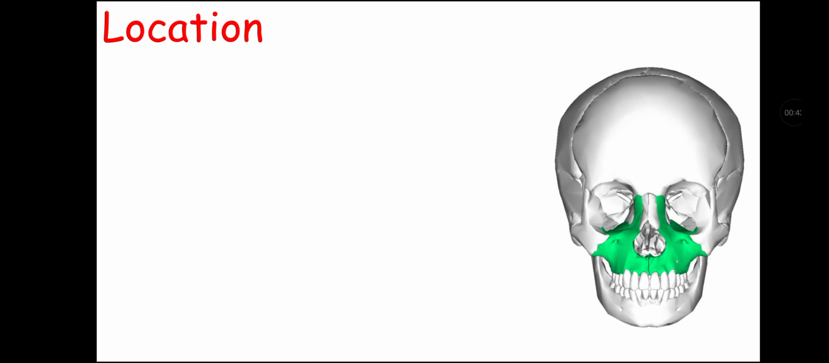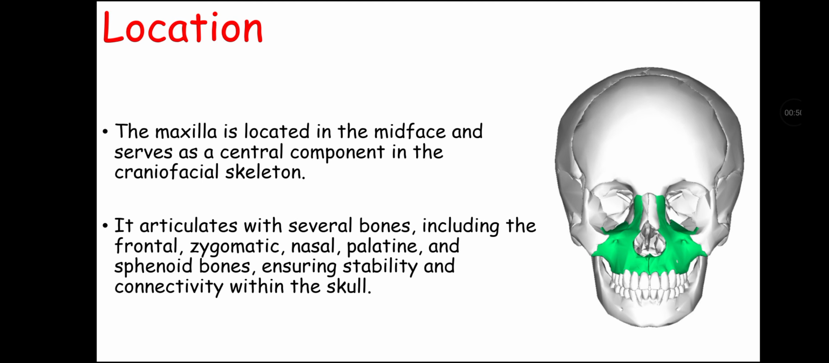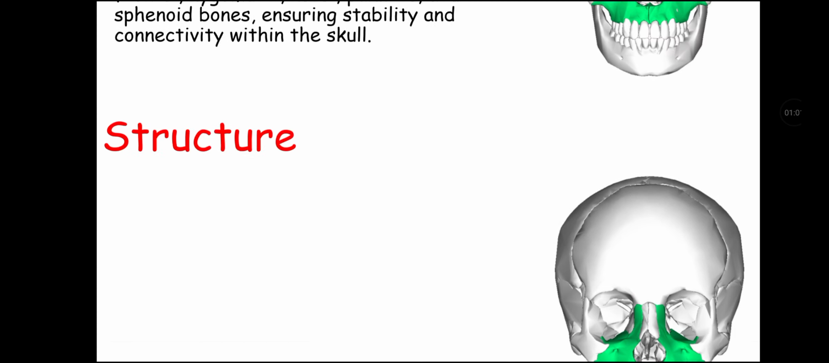Now let's talk about the location of maxilla. Maxilla is located in the mid-face and serves as a central component in the craniofacial skeleton. It articulates with several bones including frontal bone, zygomatic bone, nasal bone, palatine bone, and sphenoid bone, ensuring stability and connectivity within the skull.